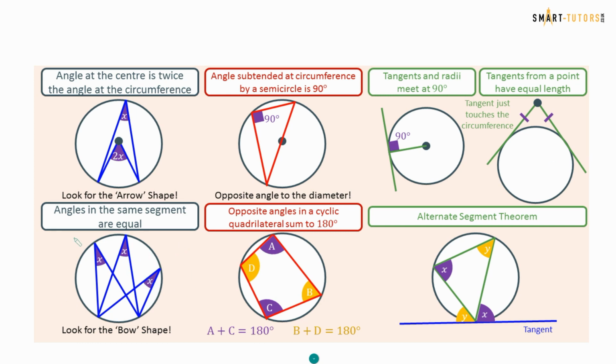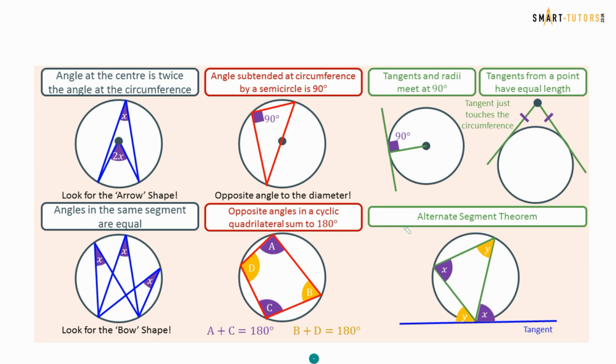Theorem 5. Angles in the same segment are equal. So from these 2 points here, the angles at the circumference are going to be equal to each other. Theorem number 6. Opposite angles in a cyclic quadrilateral add up to 180. So A plus C is 180, B plus D is 180.